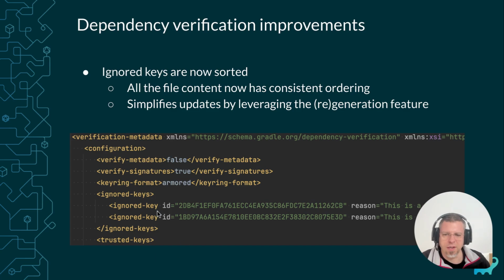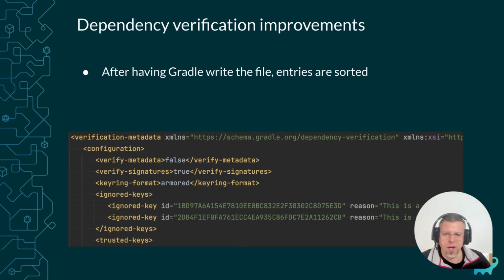So as we can see here in the example, we've got unsorted ignore keys. The second key starts with a 1, so it should be alphabetically before the first one. If we let Gradle regenerate that file, the end result will be properly sorted.